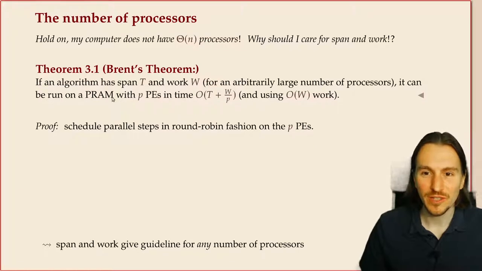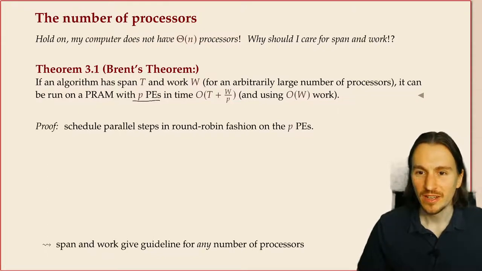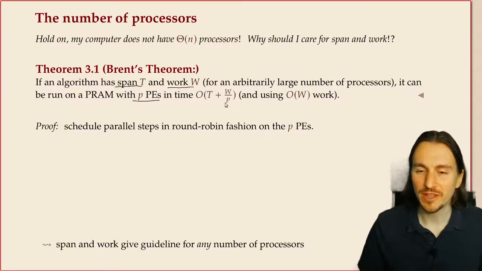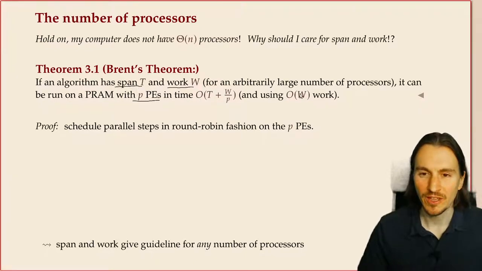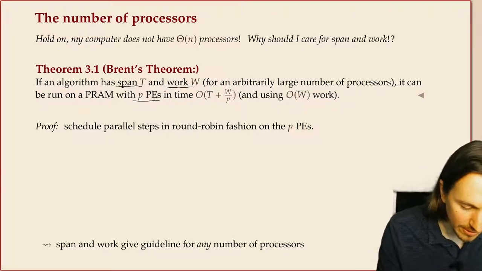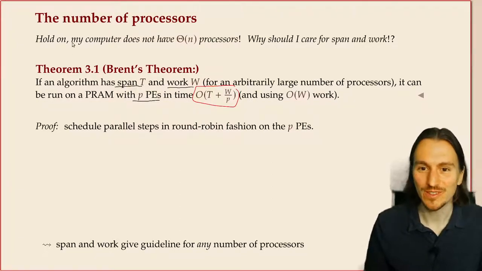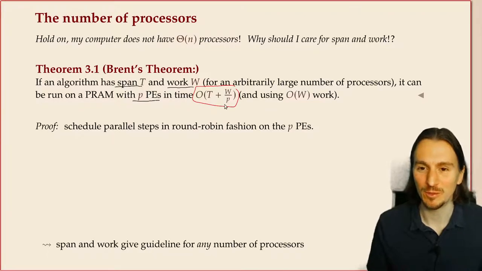And the reason is that you can always simulate an algorithm for the PRAM on a particular machine that has a given number of processors, P. And then what you achieve is running time T plus W over P. So T is the span of the parallel algorithm, and W is its work. Then the actual time you get on this machine with P processors is T plus W divided by P. And the work stays the same up to constant factors. I want to highlight this again. This really means that work is important. In theory, the time is just T, just the span. But this assumes you have an arbitrary number of processors, and you usually don't. And if you actually simulate this on a machine with P processors, you get this additional contribution W over P.